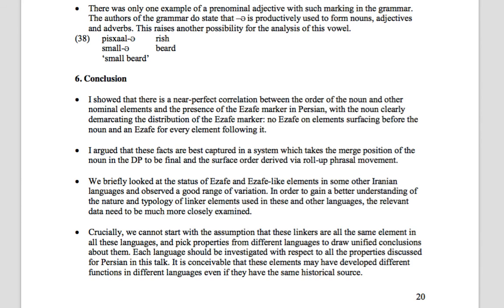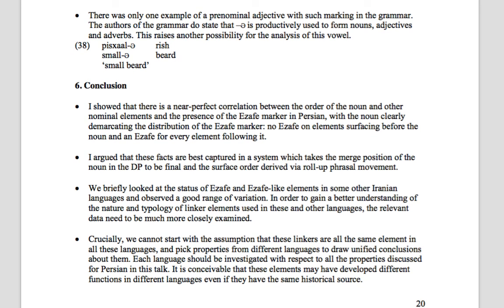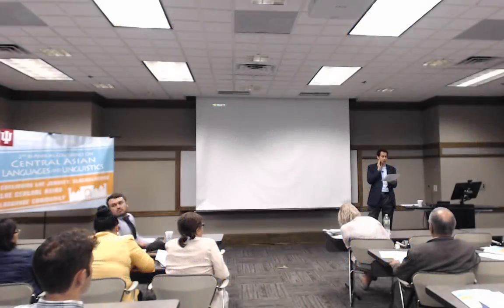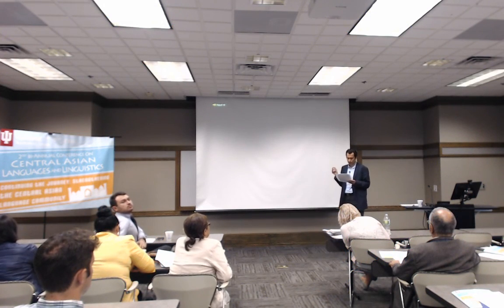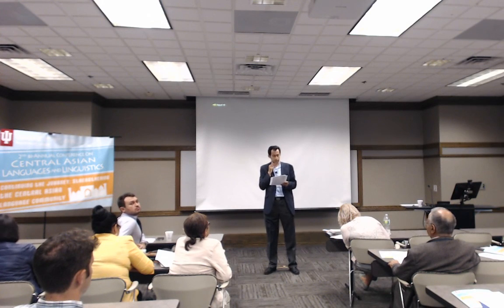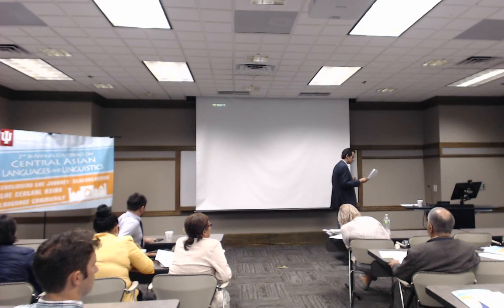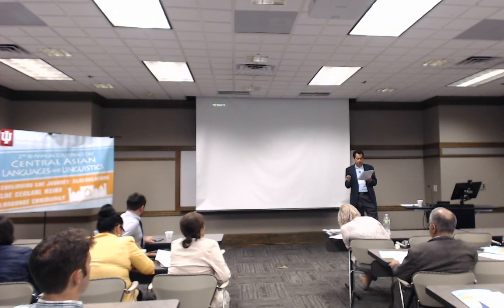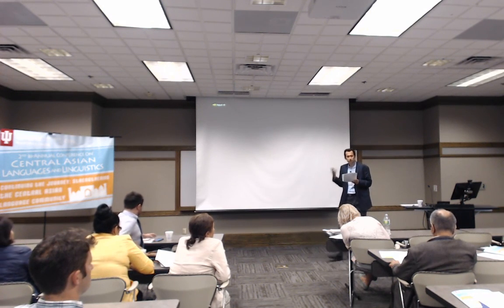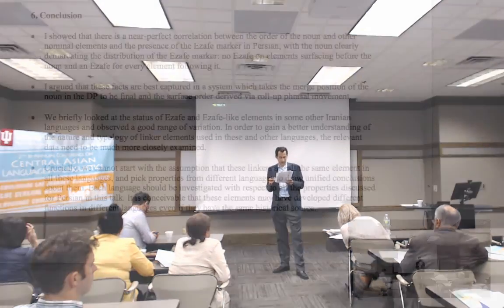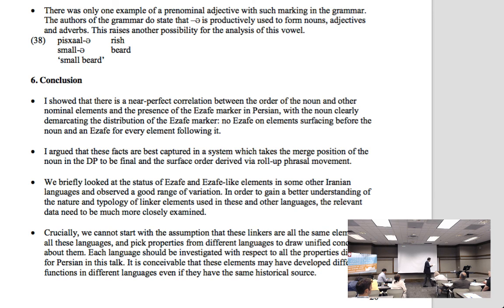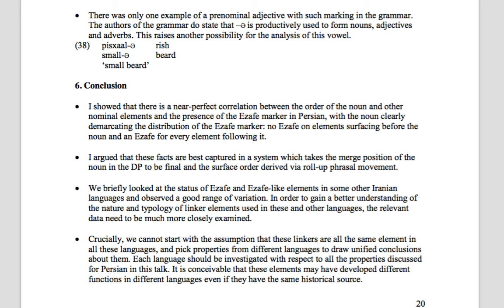So I think, apart from what I've tried to do, maybe concluding, I've showed that there's a near perfect correlation between the order of nouns and other nominal elements and the presence of the Ezafe marker in Persian, where the noun clearly demarcates the distribution of the Ezafe marker. I argued that these facts can be captured in a system which takes the merged position of the noun to be head final and the order derived by a roll-up phrasal movement. We looked briefly at the status of Ezafe and Ezafe-like elements in some other Iranian languages and observed a good range of variation. In order to gain a better understanding of the nature and typology of these linker elements, we obviously need to look at much more data, more closely. But here's what's crucial, and this is something maybe I said before and I'm repeating here, is that we can't just start with the assumption that all of these linkers are the same element, right?